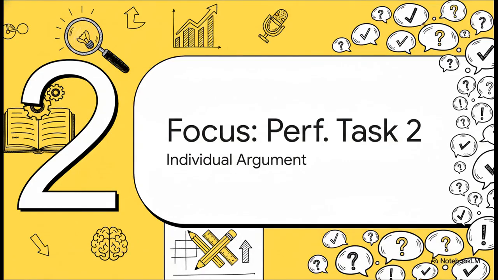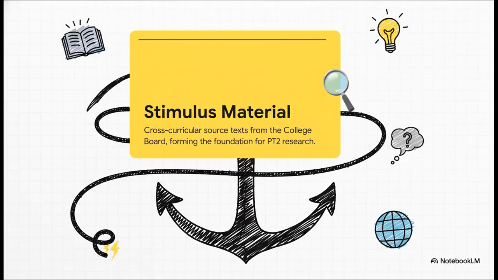All right, let's talk about our first big climb, Performance Task 2. This thing is a huge piece of the puzzle, right? It's worth a whopping 35% of their final AP score, and honestly, this is where your students get to really become independent researchers. And this right here is probably the single most important rule of the game for students to get. The stimulus material isn't just a suggestion box, it is the anchor for their entire project.